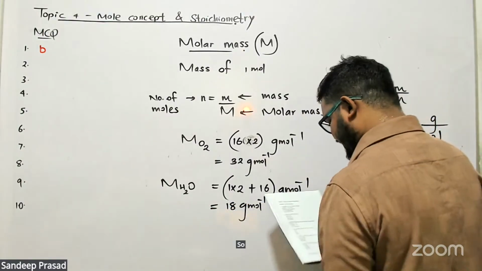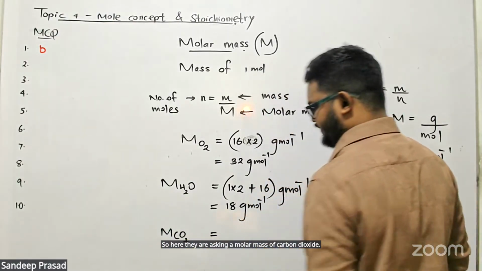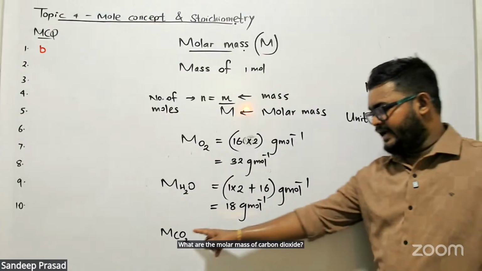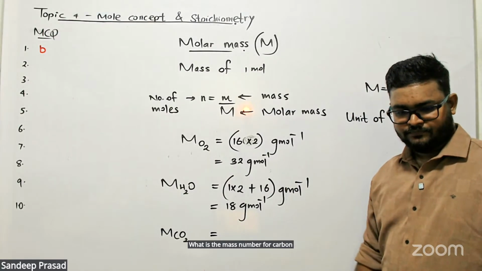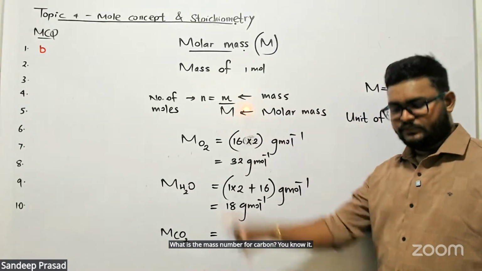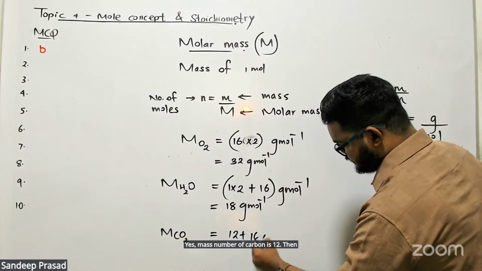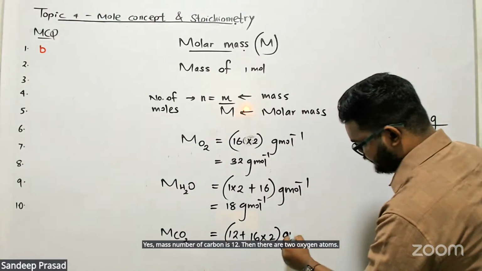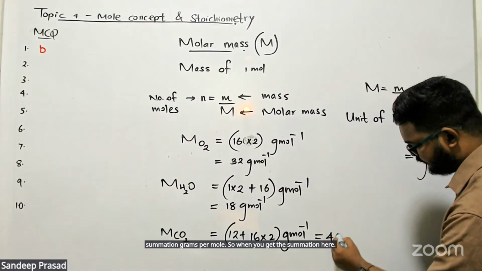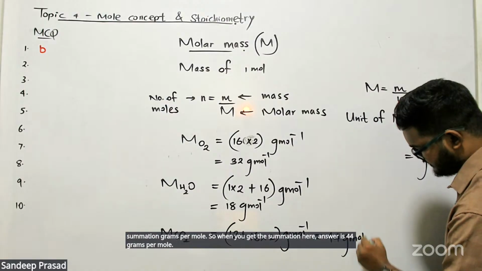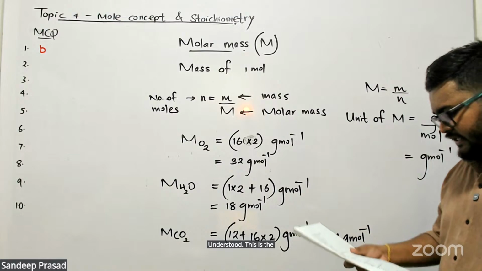So here they are asking the molar mass of carbon dioxide. Tell me, students, what is the mass number for carbon? You know it. Yes, the mass number of carbon is 12. Then there are 2 oxygen atoms. When you get the summation here, the answer is 44 grams per mole. So this is the molar mass of carbon dioxide. Understood?